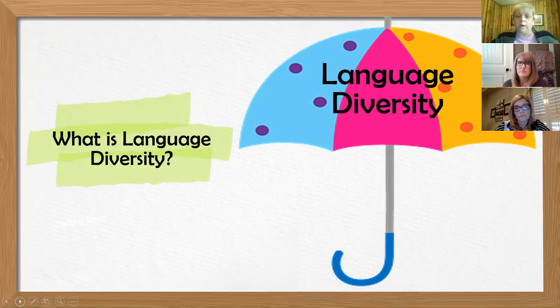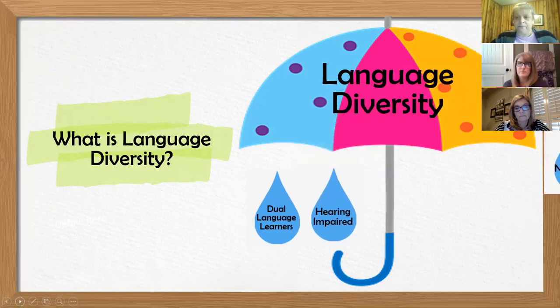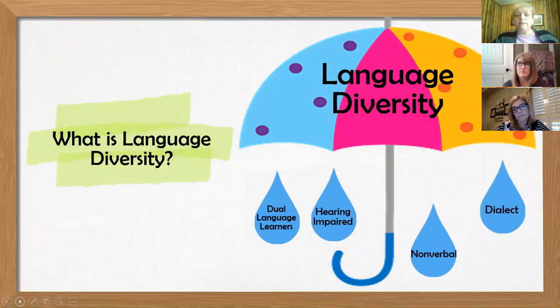There are 4 categories and a couple more, but we're going to focus on the 4 of dual language learners, hearing impaired, nonverbal, and dialect. All of these things fall under the umbrella of language diversity. A dual language learner is probably the most significant thing that we will see in our classrooms with ELL students. We have some students who speak Chinese. Hearing impaired, we also have at the school currently a child who uses a cochlear implant. Nonverbal students, we don't have many. Usually they get caught in kindergarten.